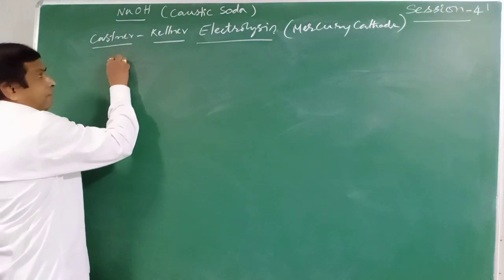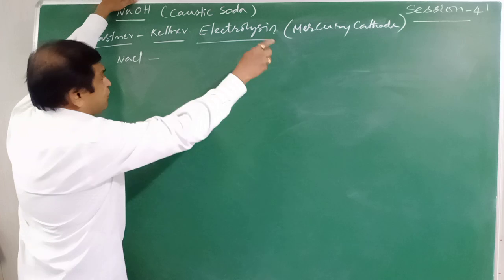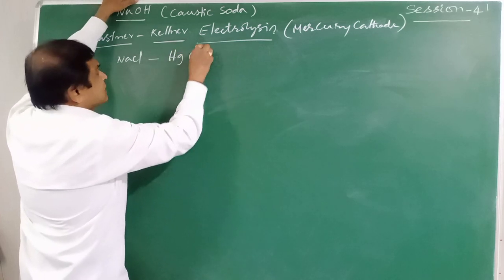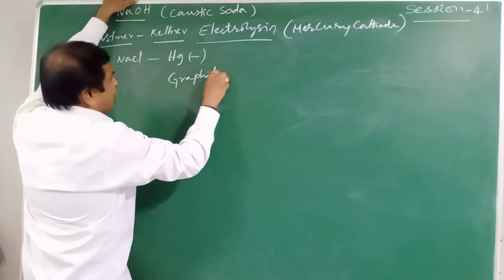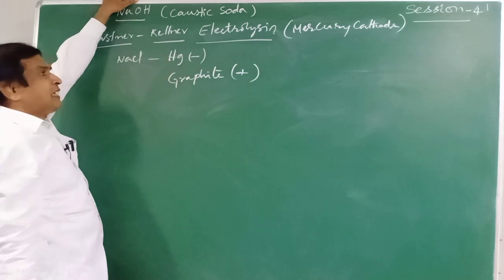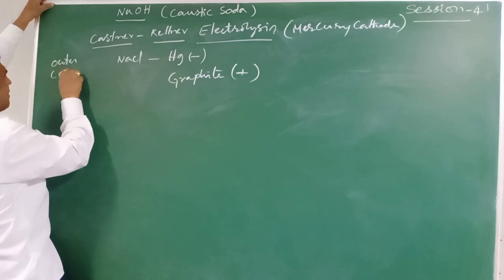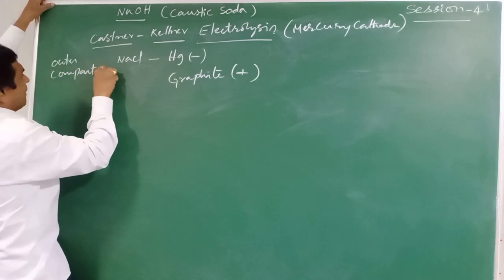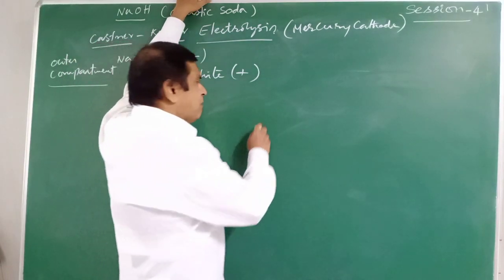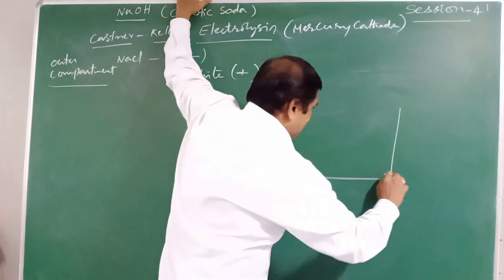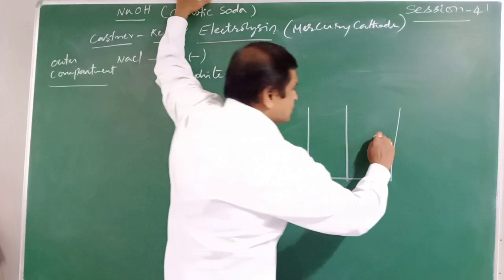Now, brine solution is electrolyzed in the presence of a mercury cathode and graphite anode. Mercury cathode and graphite anode are in the outer compartments, because the cell is divided into three portions. The cell is divided into three compartments. In the outer compartments we have graphite anodes.